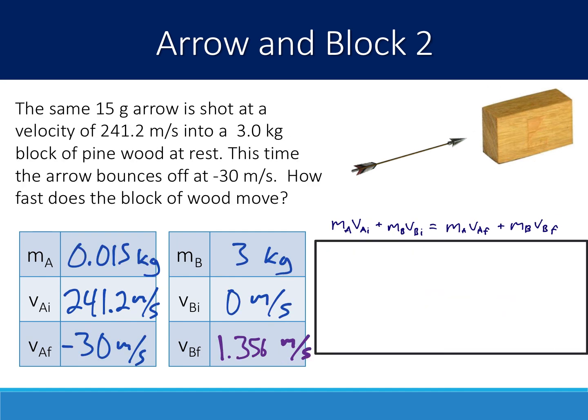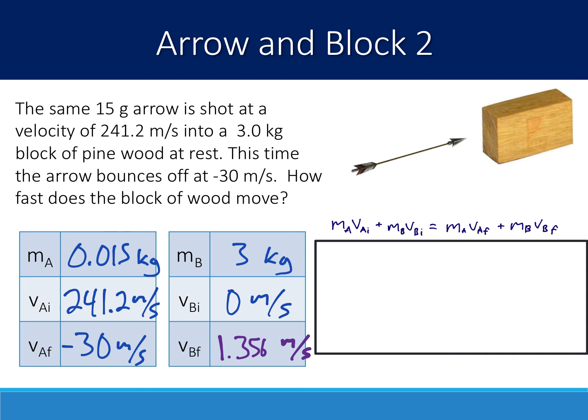Okay, another block and arrow problem, and I actually have one more after this, so just get ready. All right, again, we have to double check our units. I've converted, that's great. But here it says that the arrow bounces off and has its own velocity in the opposite direction. I see the negative sign, that's really important.